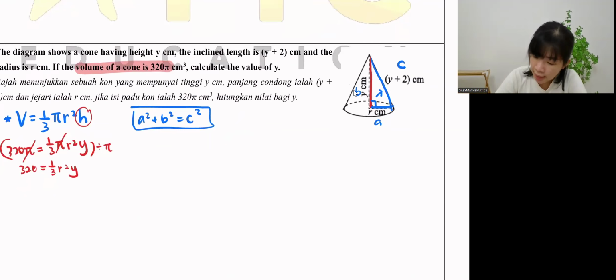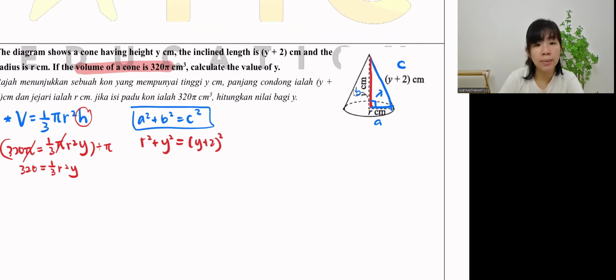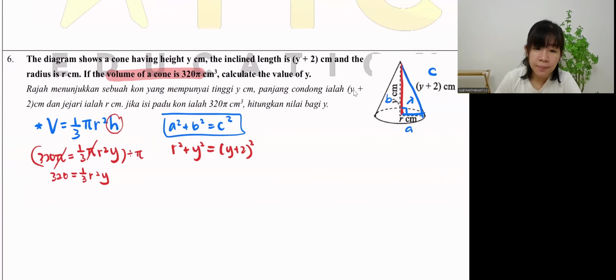Okay, so we sub. The a is r. Okay, r square plus b is y square equals c is y plus 2 square. A square plus b square equals c square. Okay, what do we want to find from here? As long as we can find r square, because we need r square. You see that? You don't need to find r, you need r square. As long as we found r square, then we can sub it. Okay, now our focus is to find r square.